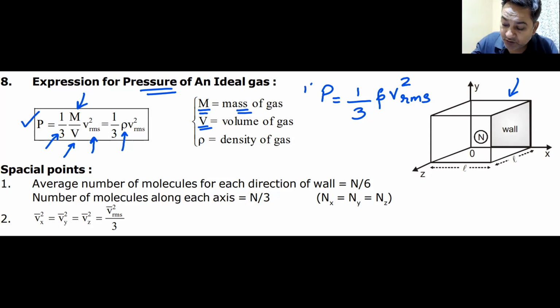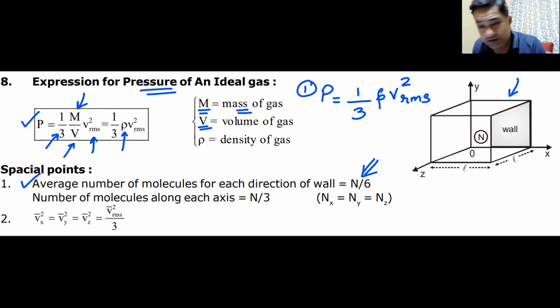This is the first point that you must understand. P is equal to 1 by 3 rho VRMS square. There will be other versions of this formula. We'll do those versions as they come. Special points. All these special points are questions. The average number of molecules which are hitting any particular wall, or which are moving in any particular direction, is n by 6, where n is the total.